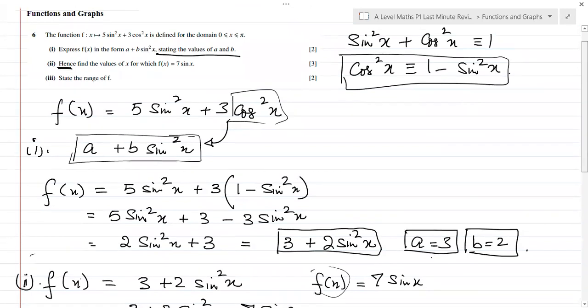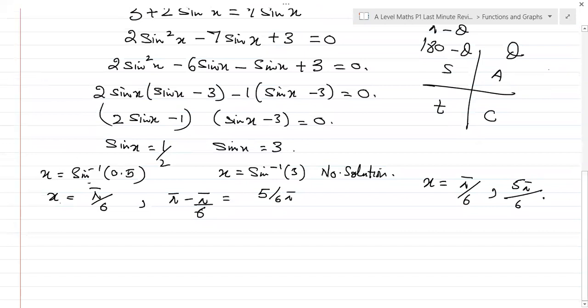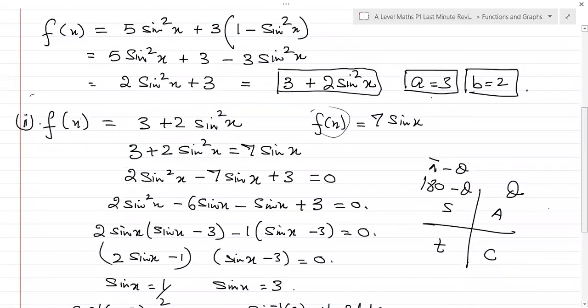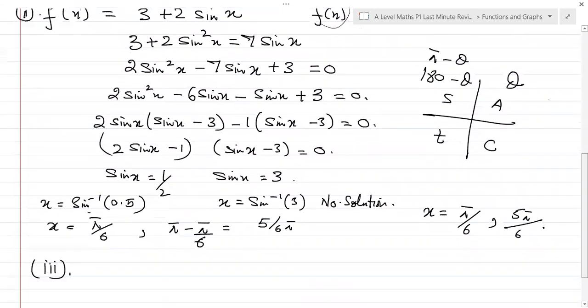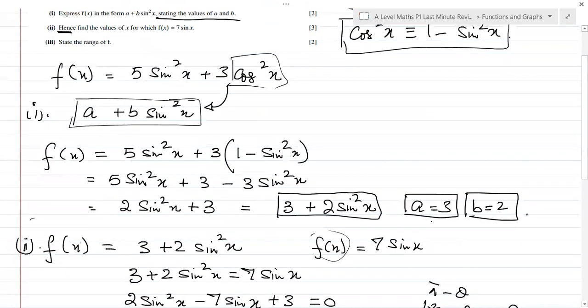So for the range of f, we have this equation. Now this is really important for the range of f. This is different because this is a quadratic trigonometric function, which is given to us as 2 sine squared x plus 3. So we have the function f(x) is equal to 2 sine squared x plus 3. That's what was given to us.